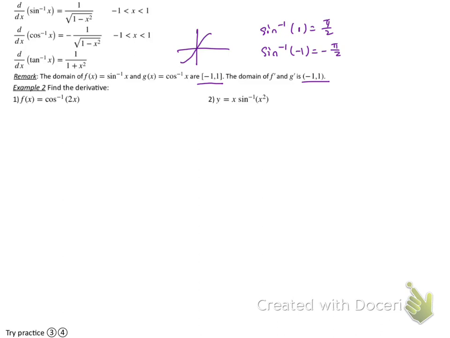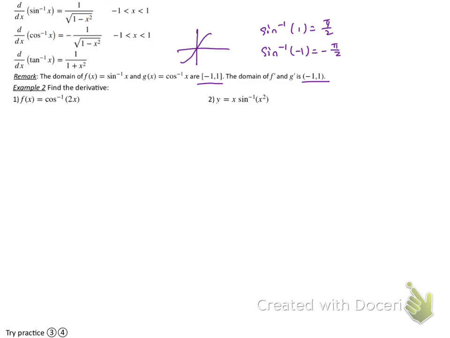First, cosine inverse of 2x. So the formulas we have are for sine inverse of x, cosine inverse of x, tangent inverse of x. When what sits in x is not x itself, like sine inverse of u, then it will be u prime over square root of 1 minus u squared, times u prime. That's the chain rule.